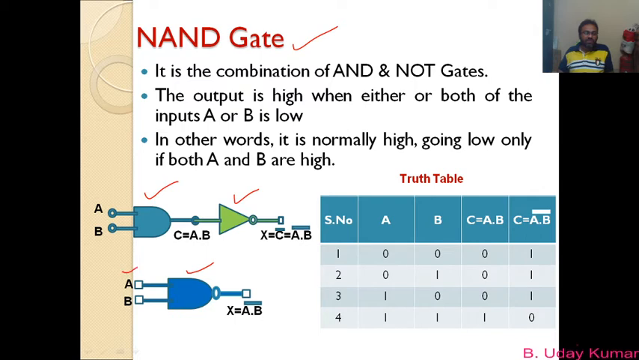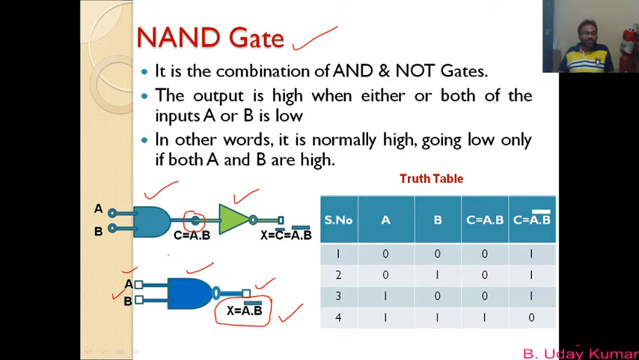So if the inputs are A and B, the output of a NAND gate will be A dot B bar. Remember, the output of the AND gate will be A dot B, but the output of the NAND gate will be A dot B bar. That is the difference between AND gate and NAND gate. AND gate's output is written as A dot B, but the output of NAND gate is written as A dot B bar.